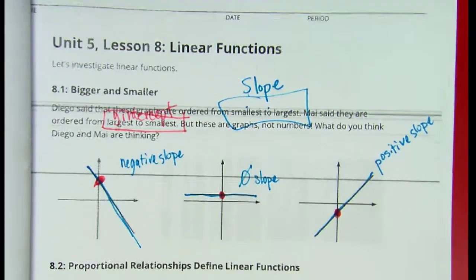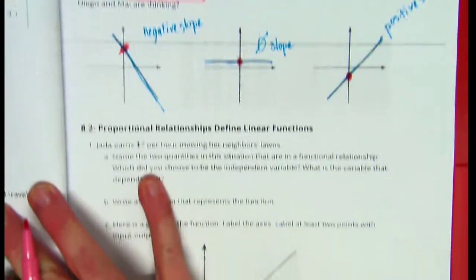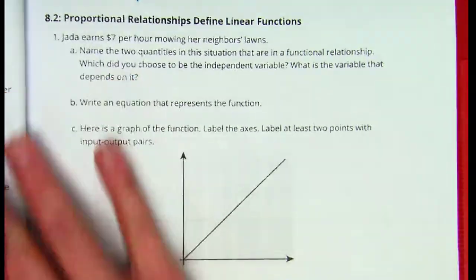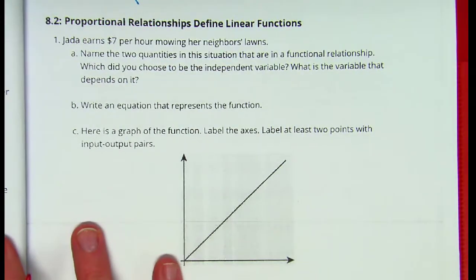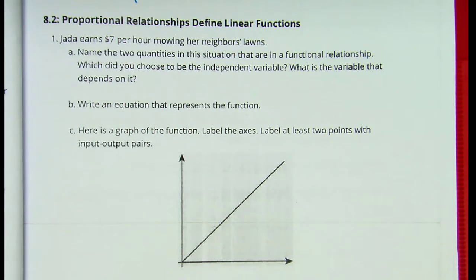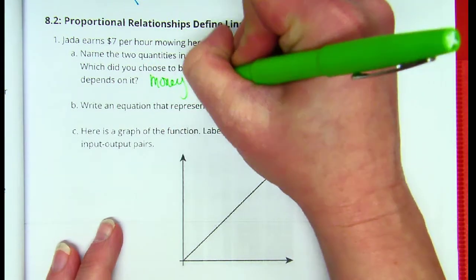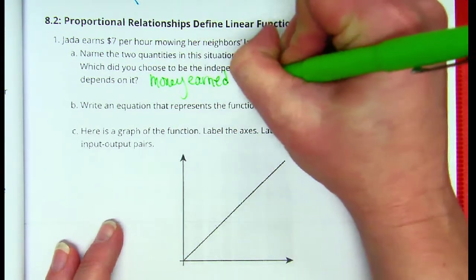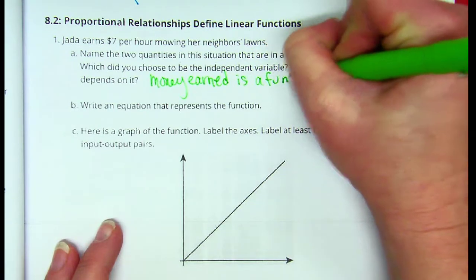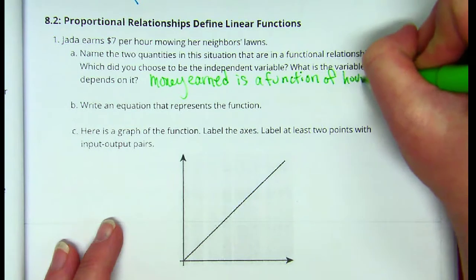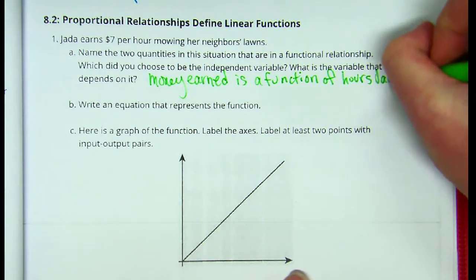For the next question, Jada earns $7 per hour mowing her neighbor's lawns. Name 2 quantities in this situation that are a functional relationship. So the money earned is a function of the hours Jada works, or that she mows.